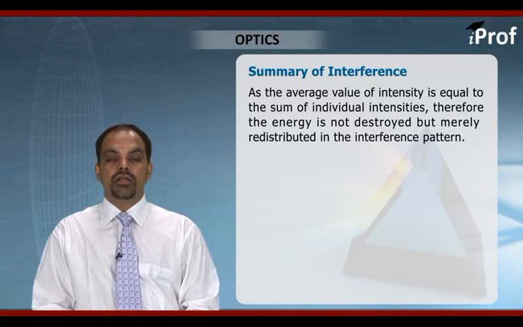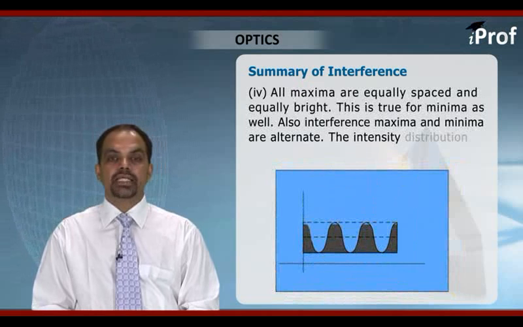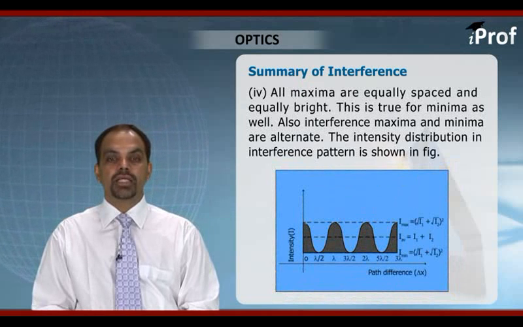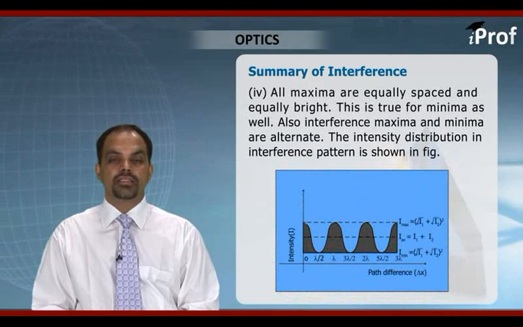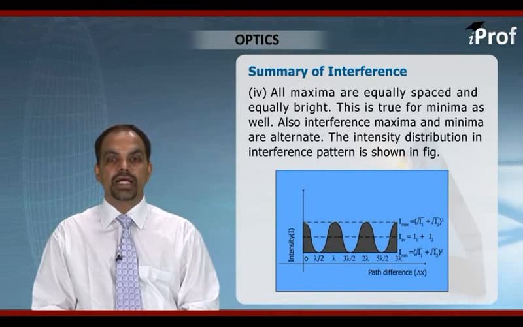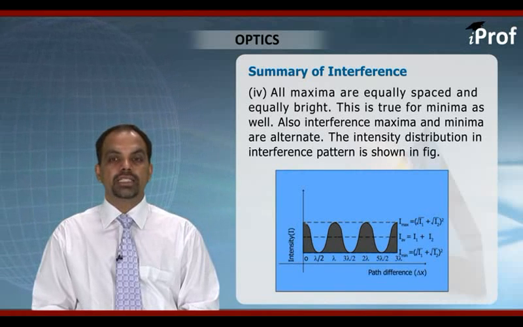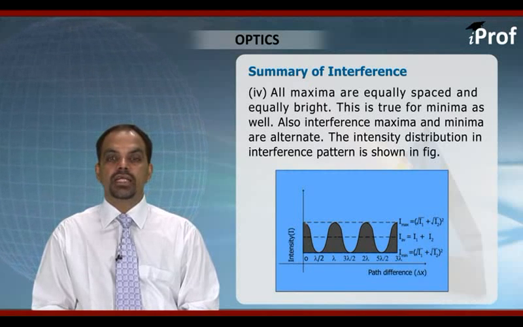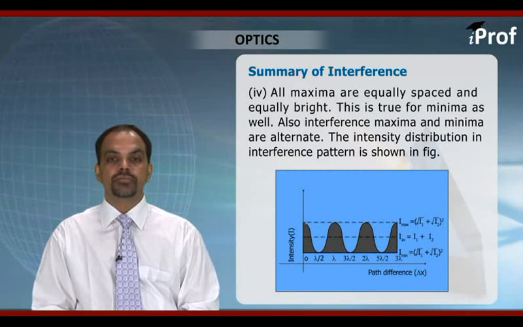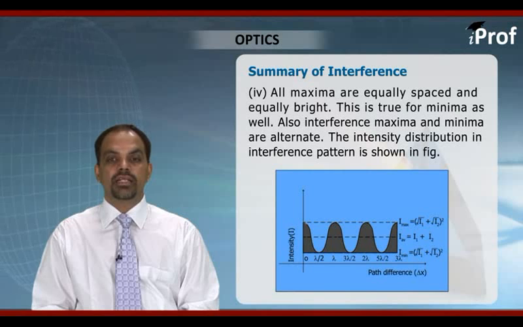Now in interference all maxima are equally spaced and equally bright. This is a very important point. All maxima are equally spaced and equally bright. This is true for minima as well. All minima are equally spaced and they have equal intensity. Interference maxima and minima are shown on the screen.